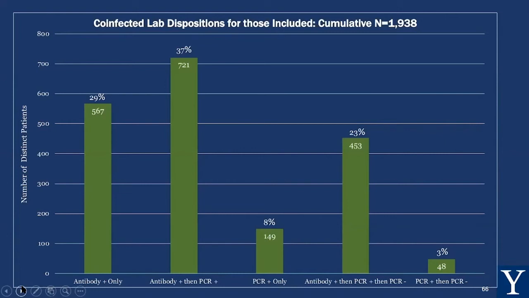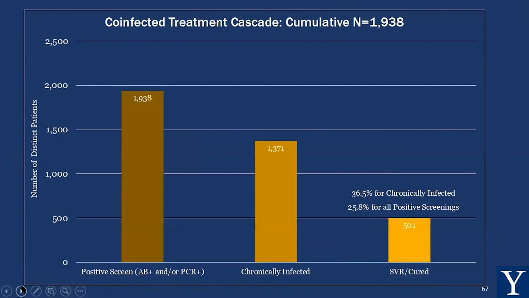And so if you then go to the next slide and you translate that into a cascade of care, you look at these 1,938 cumulative cases, of which 1,371 are clearly chronically infected by our definition. And of those, 501 have been cured, SVR, that would translate into 36.5% have been cured of all the chronically infected cases and 25.8% of those who screened positive. So does that look good? Does that look bad? It's not really a judgment, but 36.5% of chronically infected cumulative cases that we believe are alive in Connecticut is certainly quite far from the 80% threshold that the WHO has set.